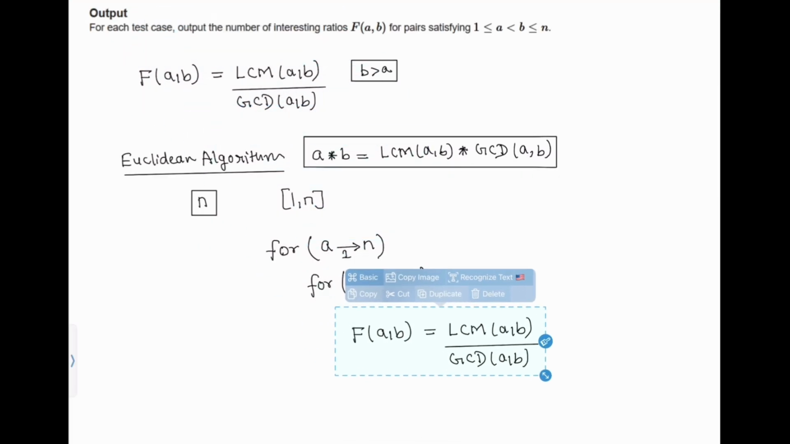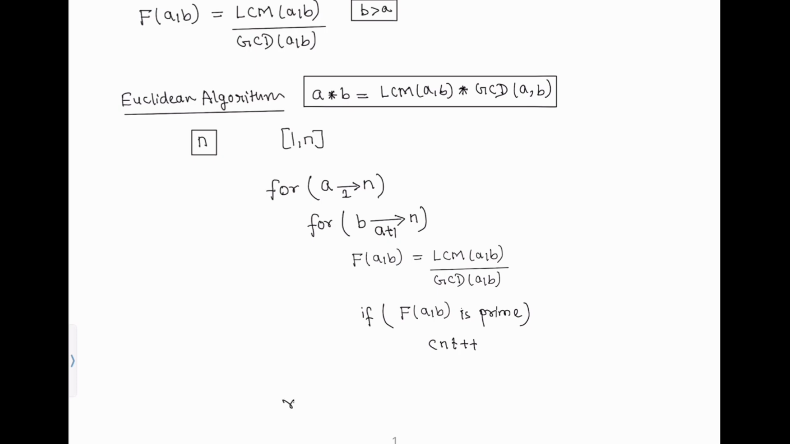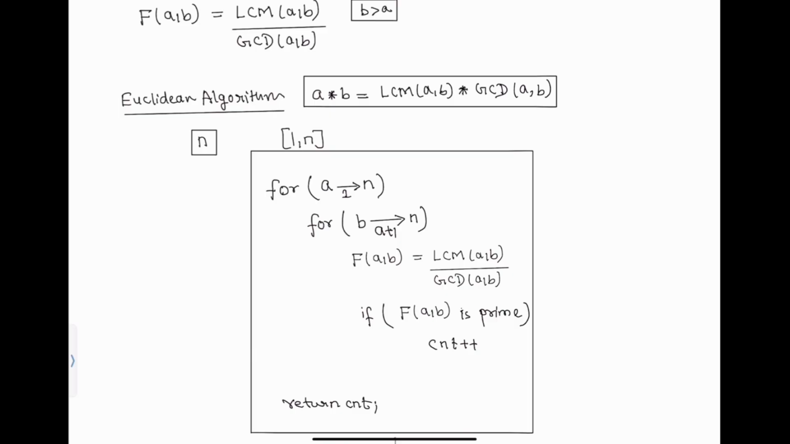So what is our input? Our input is a number n, which tells us we have to find the pairs A and B in the range 1 to n. A brute force approach that we can apply to this problem is to loop. A can go from 1 to n, and then B can go from A plus 1 to n. At every step, we calculate this ratio, and if it is prime, we increment the count. Finally, after getting out of the loop, we output the count. So this is the brute force method that we can apply.